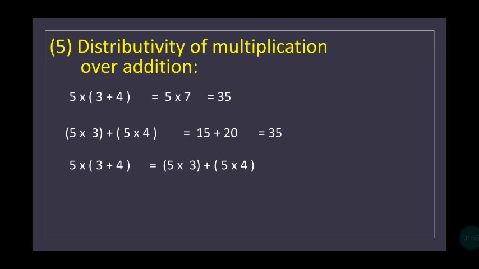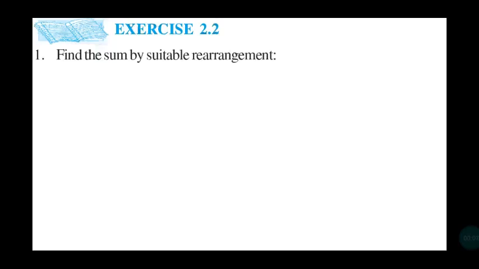Okay, students. So let's move ahead to exercise 2.2. Exercise 2.2, question number 1. Find the sum by suitable rearrangement. Part A: 837 plus 208 plus 363. We have to find the sum of these three numbers by suitable rearrangement. Rearrangement means we change the places of these three numbers so that we get the answer easily.